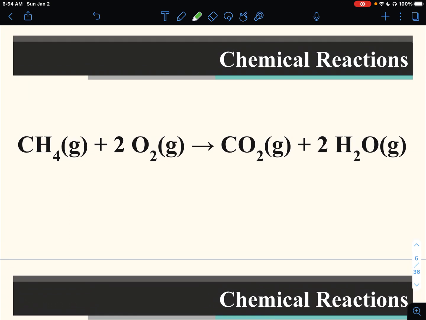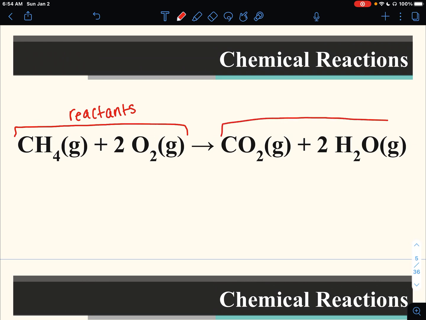So here's an example of a chemical reaction. I'm just going to label some things on here. The reactants are everything before the arrow. The products are everything after the arrow. The arrow itself, you would usually say gives, reacts to form, forms, anything like that.